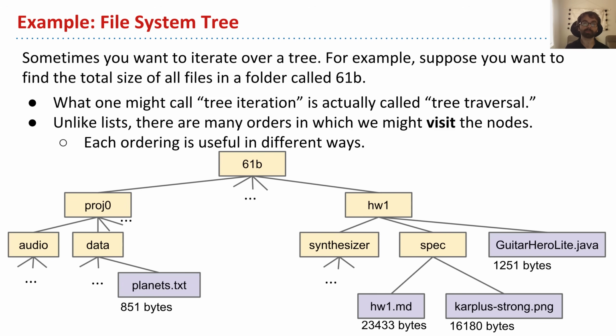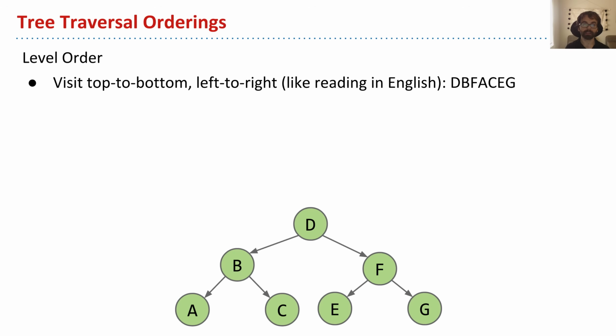And what you might usually call tree iteration is actually called by people in practice tree traversal. So it's not tree iteration. Nobody says that for whatever reason. They say tree traversal. Now, unlike a list, where you can basically go either forwards to backwards or backwards to forwards, there are actually many different natural ways to visit nodes in a tree. And each of those orderings, we'll see, is useful in a different way. So let me give you an example of a natural ordering for a tree.